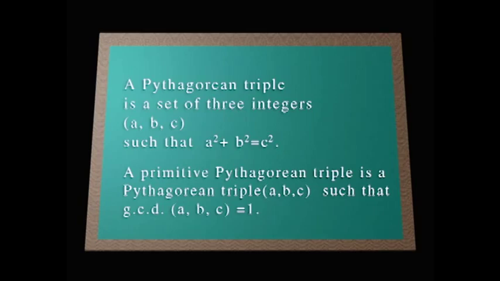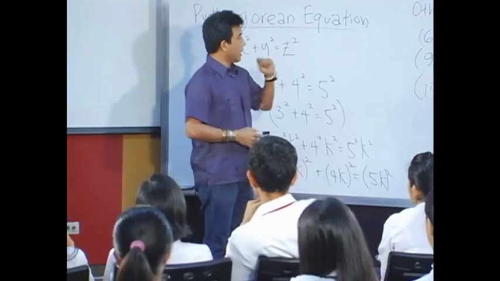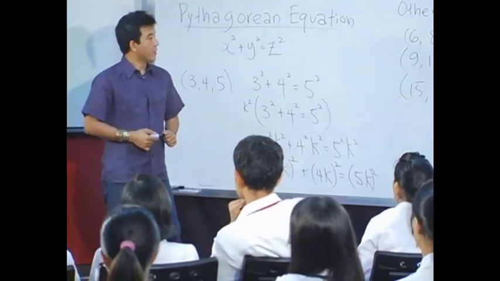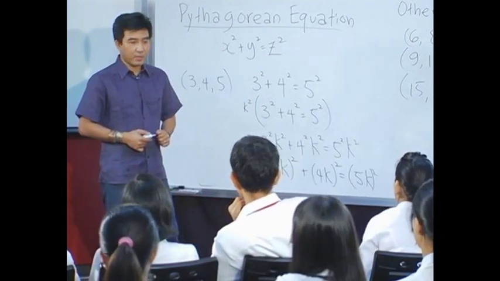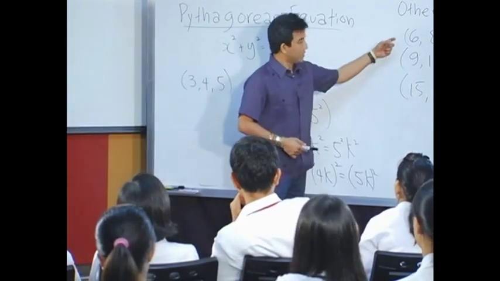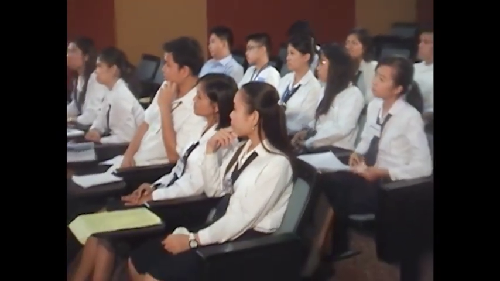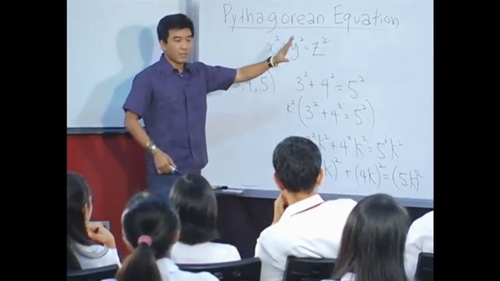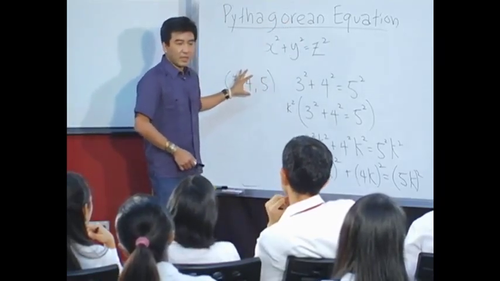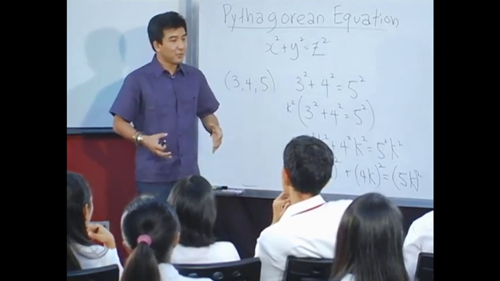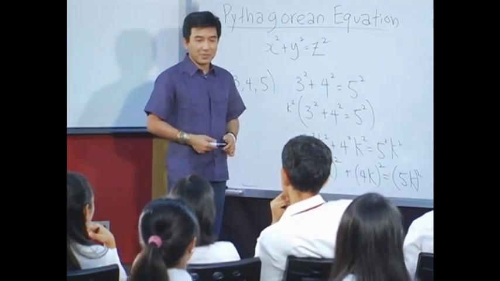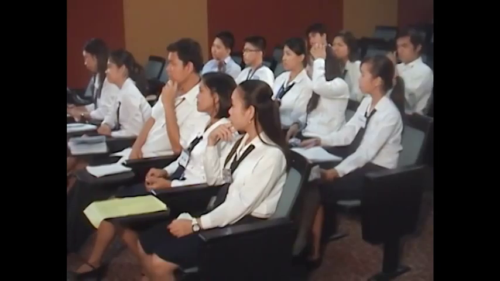So, for example, 3, 4, 5 is a Pythagorean triple. 6, 8, 10 is a Pythagorean triple. 9, 12, 15 is another Pythagorean triple. Do you find this interesting? All of them come from 3, 4, 5. In this set of solutions, we can think of 3, 4, 5 as the mother solution or the father solution or the original solution.